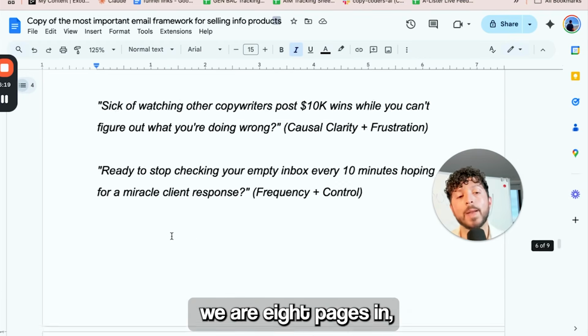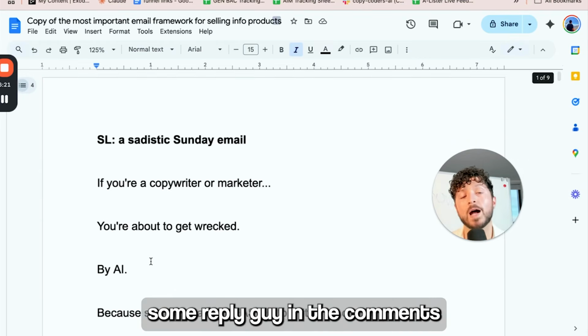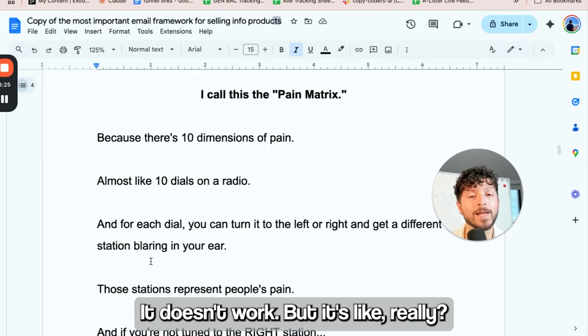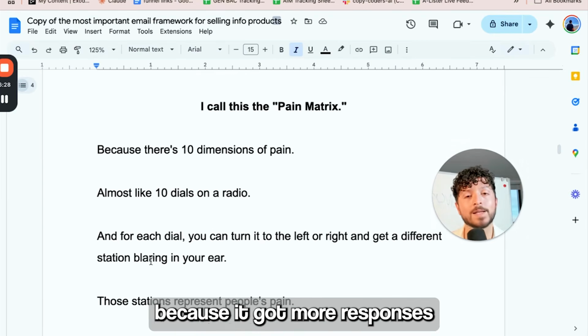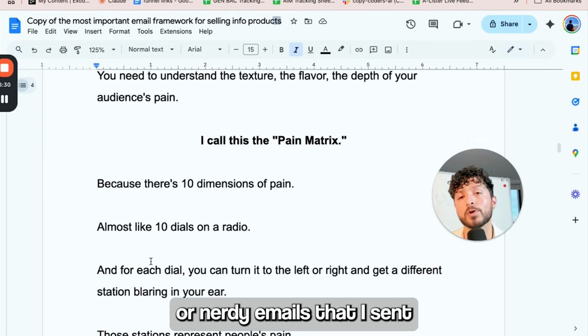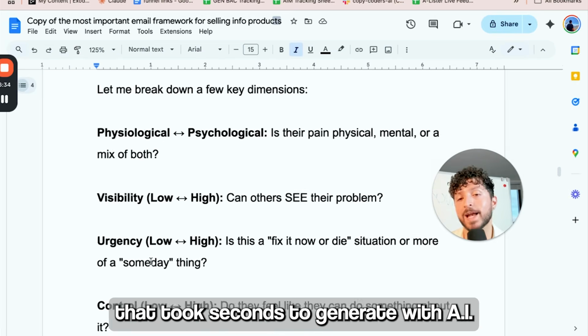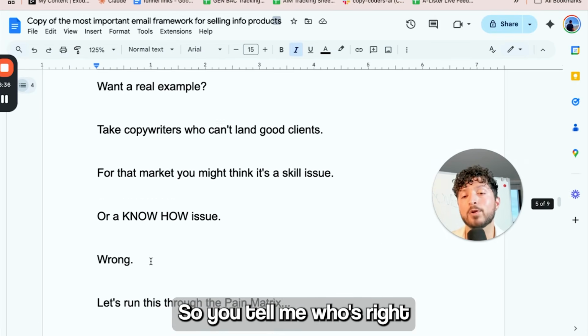By the way, we are 8 pages in, and I know that there's some reply guy in the comments who wants to tell me, oh, this email is just way too long. It doesn't work. But it's like, really? Did it not work? Because it got more responses than any of the short or in-depth or nerdy emails that I sent. And it made me thousands of dollars just by sending this one email that took seconds to generate with AI. So you tell me who's right or who's wrong.